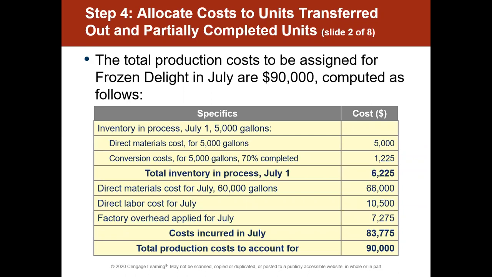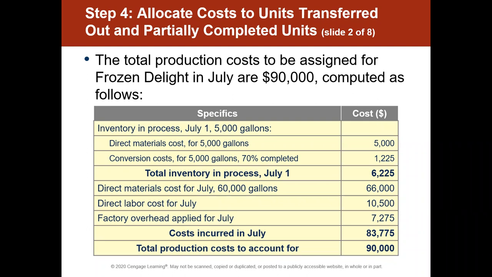All right, so the total production costs to be assigned for Frozen Delight are $90,000, computed as follows, or that we had to account for. So their inventory in process at July 1st was 5,000 gallons. Conversion costs were $12.25. Now the direct materials they added in, direct labor costs for July, the factory overhead, that gives us the costs incurred during July. And that's our total production cost, what we had to add in to finish up the stuff that was in there at the beginning, right?